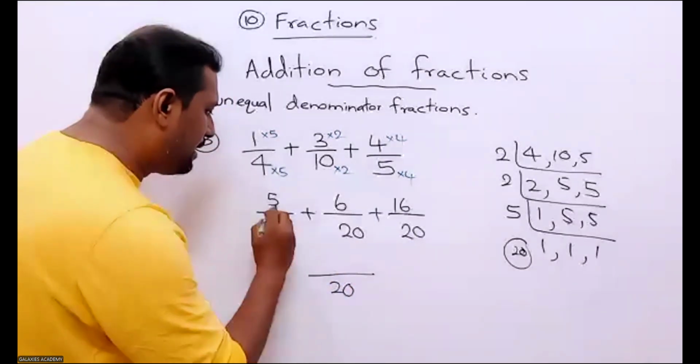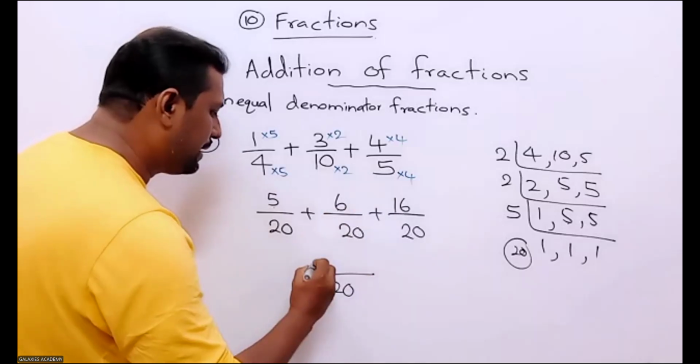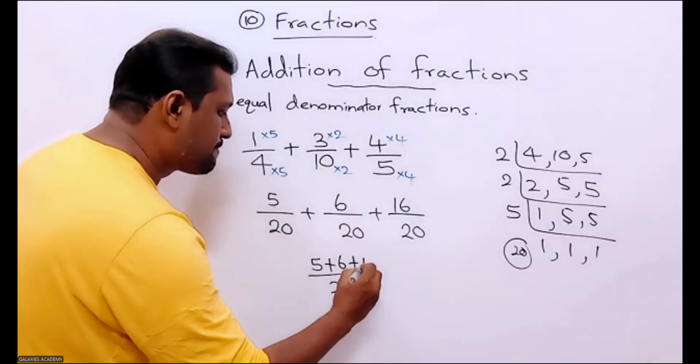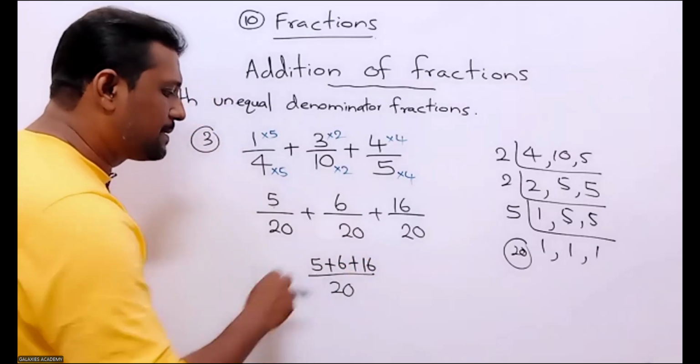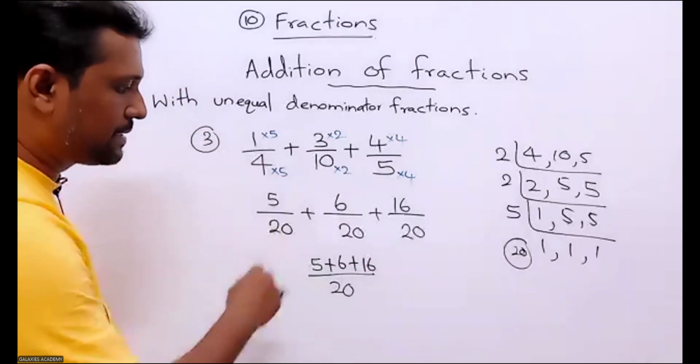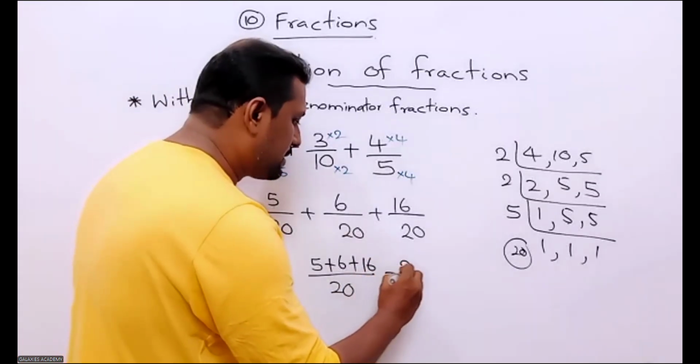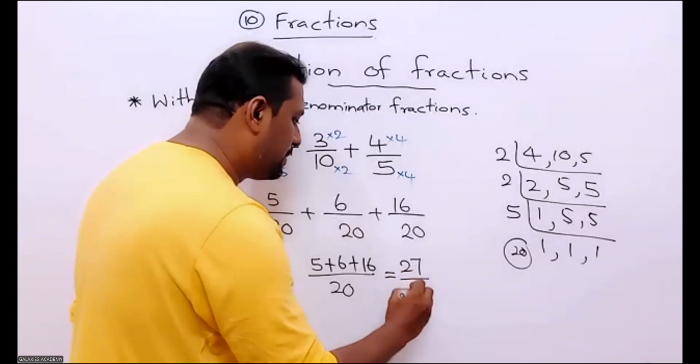You have to add 5, 6, and 16. 5 plus 6, 11. 11 plus 16, 27. So the fraction answer is 27 over 20.